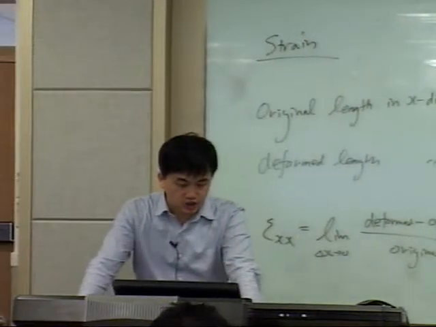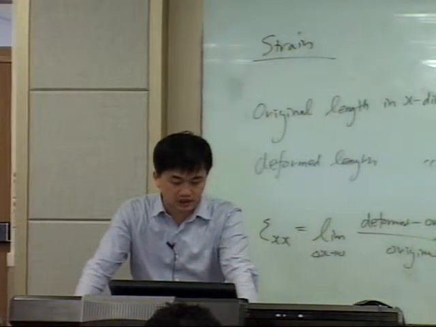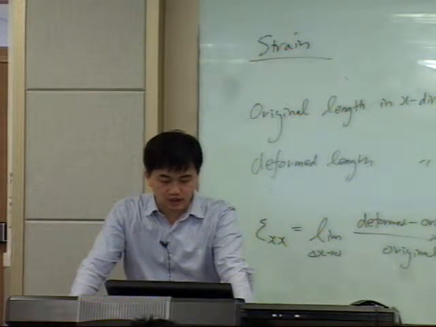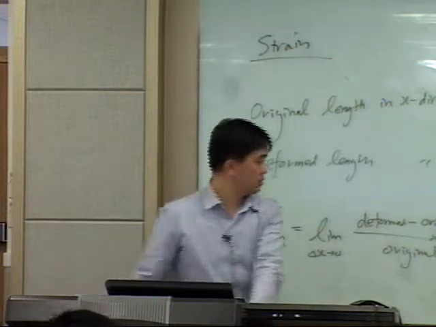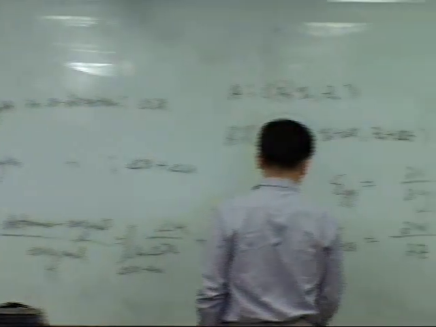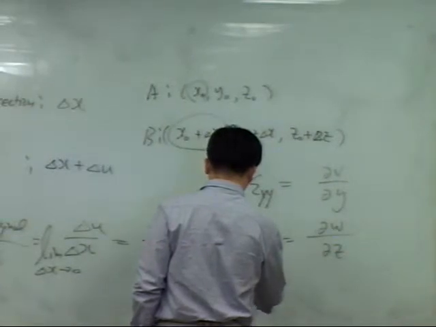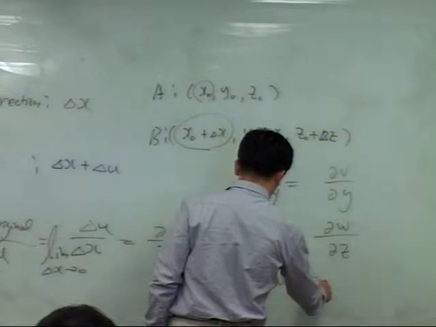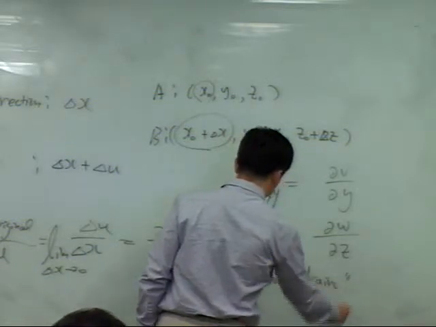So strain XX, YY, ZZ is a length change in X, Y, Z direction. And this strain XX, YY, ZZ is called the normal strain. Normal strain, okay?